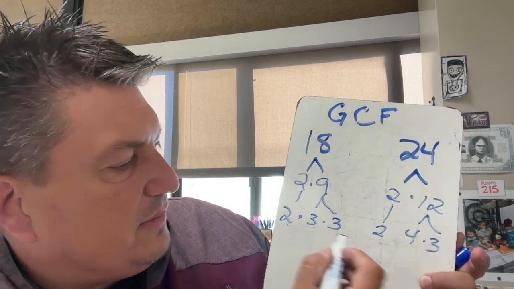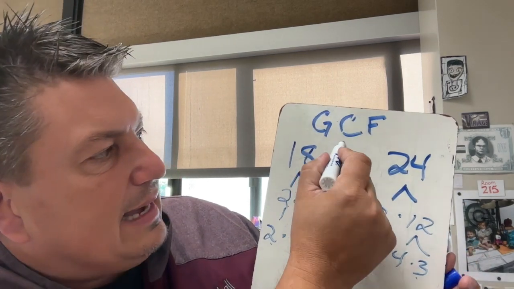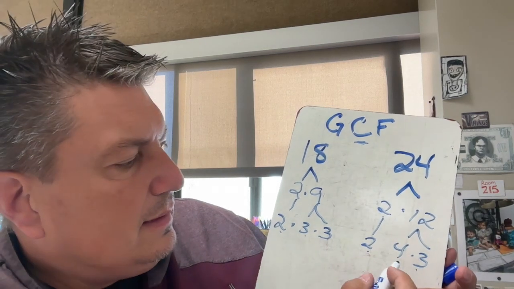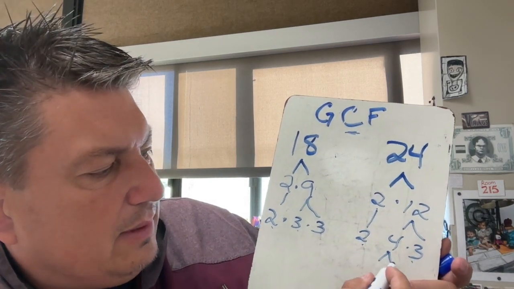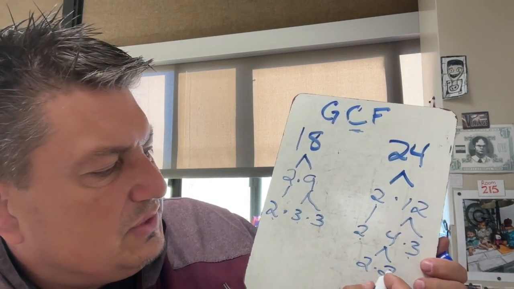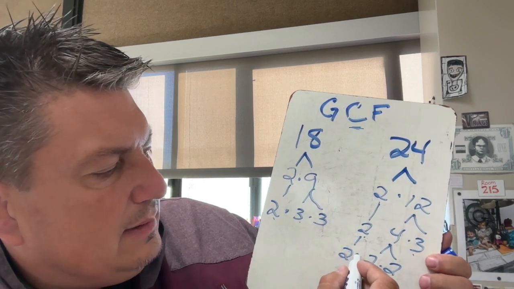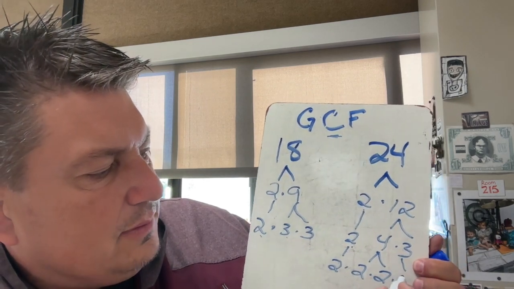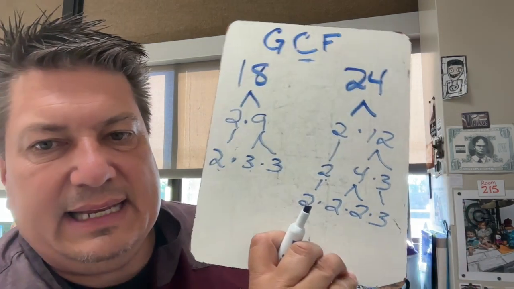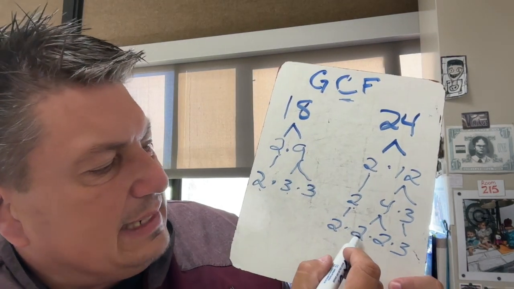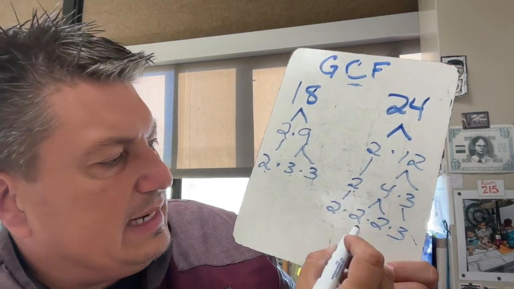Notice how we have 2 and 3 here and 2 and 3 there. That's the common part, okay? Can we break down that 4 more? You bet we can, into 2 and 2. And then we just slide those down. So 24 is actually equal to 2 times 2 times 2 times 3.